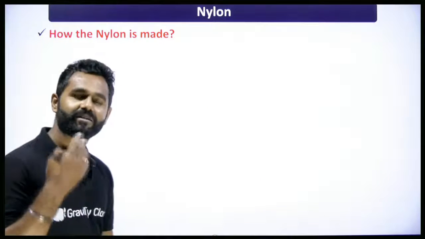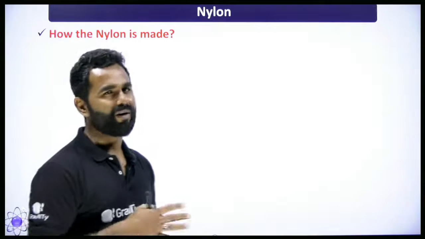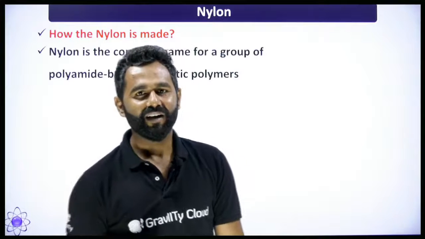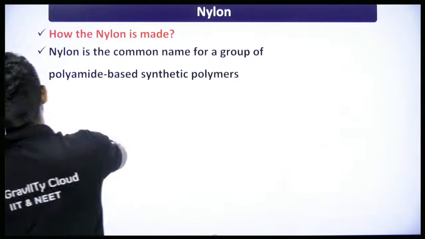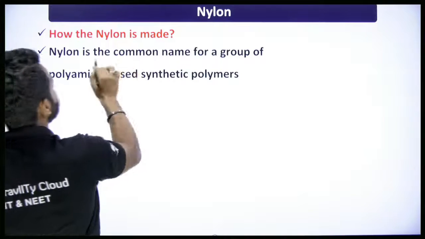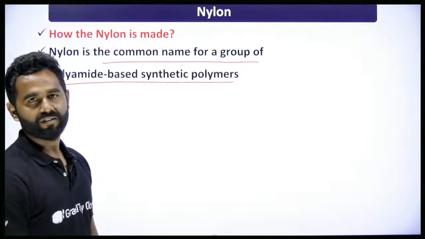What are those chemicals? Those chemicals are hexamethylenediamine and adipic acid. Now what did I say? What are those chemicals? Don't worry, I will discuss. Basically, nylon is a common name. Nylon is the common name for the group of polyamide based synthetic polymers.